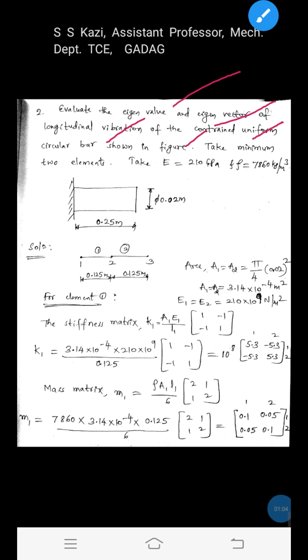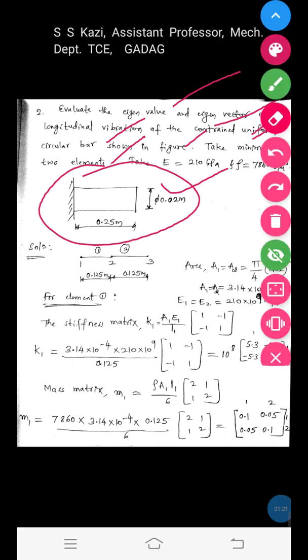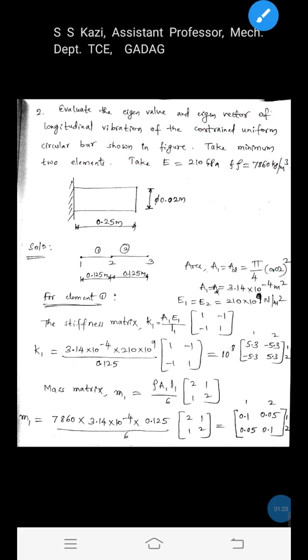Here it is given that take minimum two elements. If we observe this simple bar, here there is no discontinuity in any of the properties, hence we can consider it as a single element. But in the problem it is mentioned that take minimum two elements. Then let us discretize this simple bar, circular bar, into two elements, two equal elements, like this.